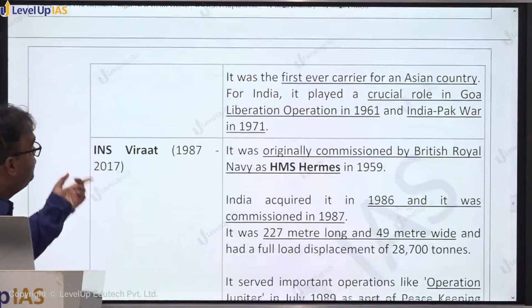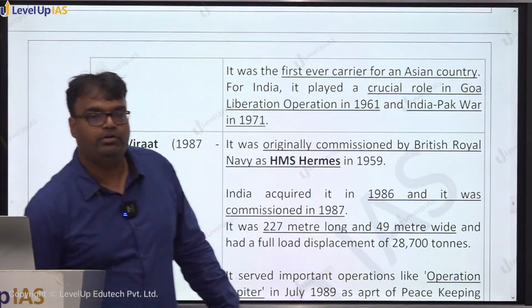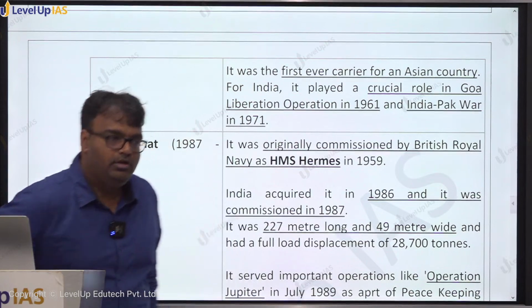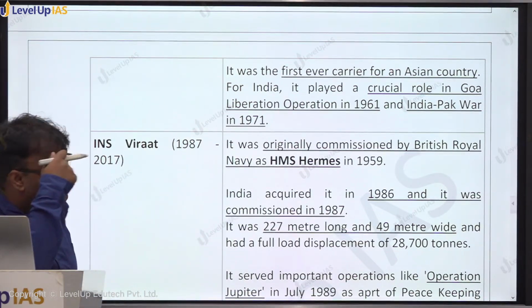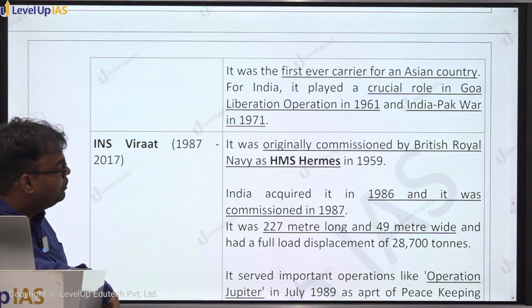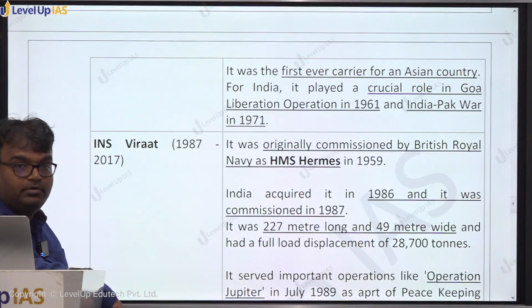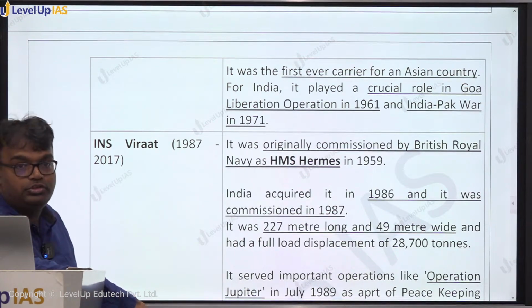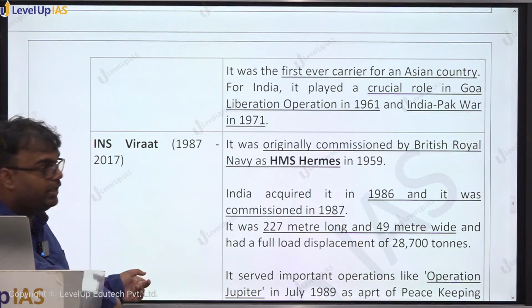Then INS Virat again came from England. England used it for 20-25 years. जब वो उसे रिटायर करने वाले थे, they gave it to India, they sold it to India. India used it till 2017. This was INS Virat. Now INS Virat कहाँ गया है? गुजरात में तोड़ने के लिए. It was 2017 में decommissioned INS Virat.